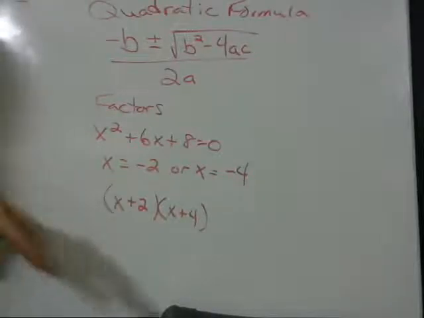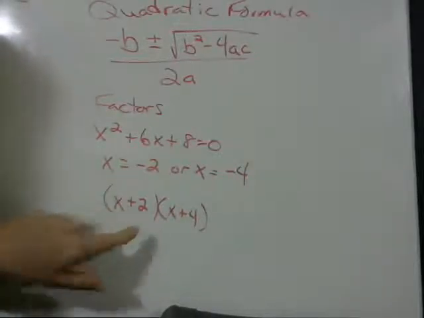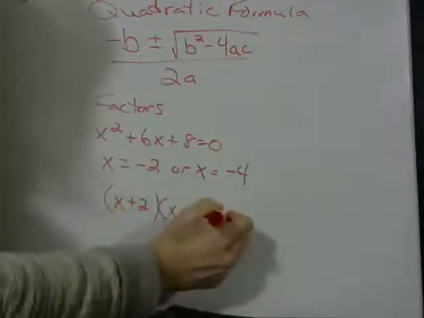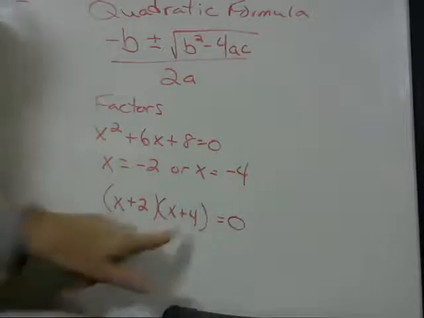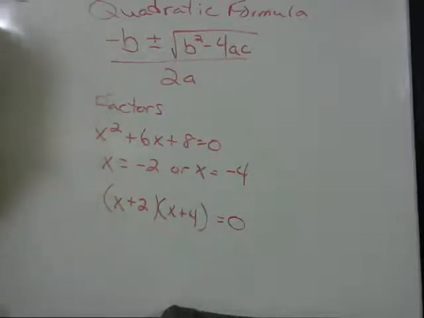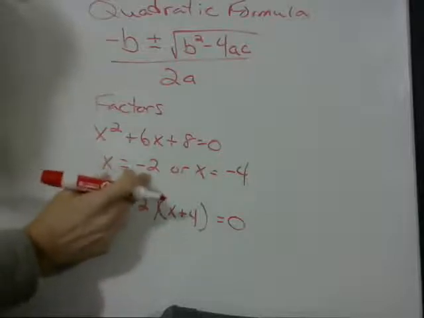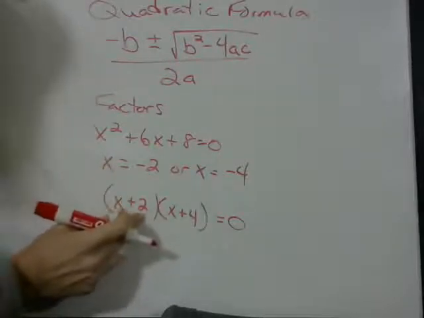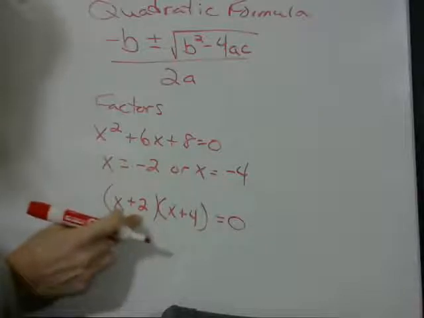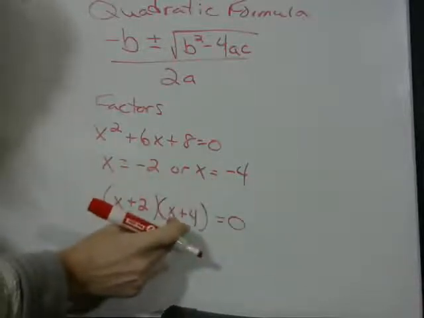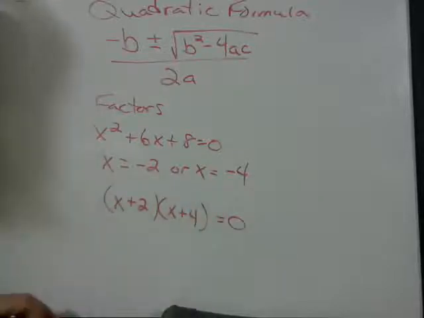And what they're really asking you is, how do you make this 0? Because it's really equals 0. When you multiply two things, how do you get 0? One of them has to equal 0, because 0 times anything is 0. So if we plug x equals negative 2 in here, negative 2 plus 2 is 0. So we get a 0 here. If we plug negative 4 into this, we get negative 4 plus 4. That's a 0. So we're going to get 0.